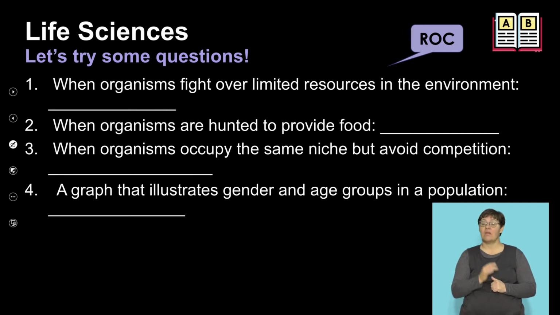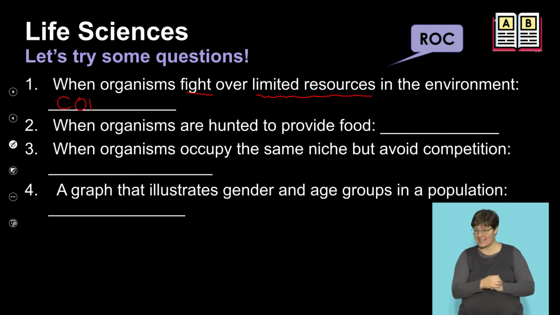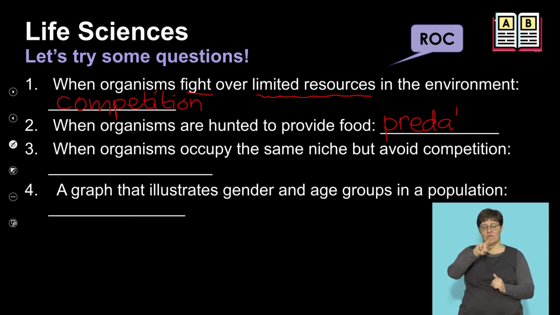When organisms fight over limited resources in the environment, what do we call this? Can you write it quicker than what I can? I hope you do. We're talking about competition. I heard you say, yes, I got that right. Well done. When organisms are hunted to provide food, what is that answer? Predation. Good. We're on a roll.